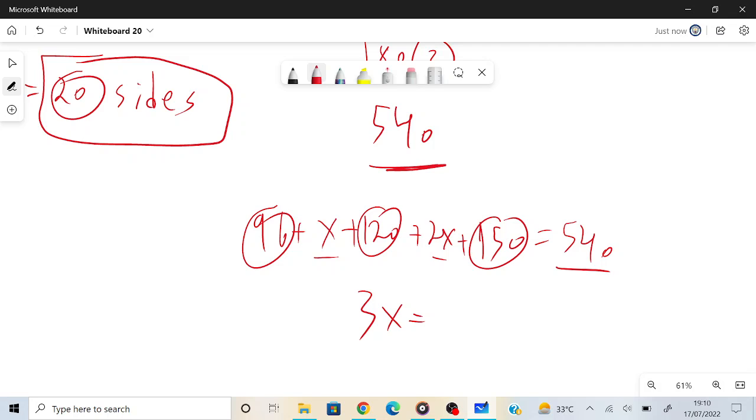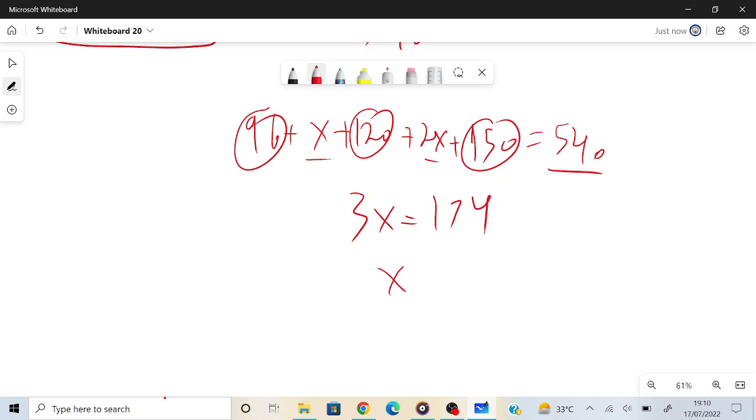Let me just confirm that. 540 minus 366. Yep, it is 174. Now that I have this, I know that x is nothing but 174 divided by 3, which is 58. So my x is nothing but 58 degrees.